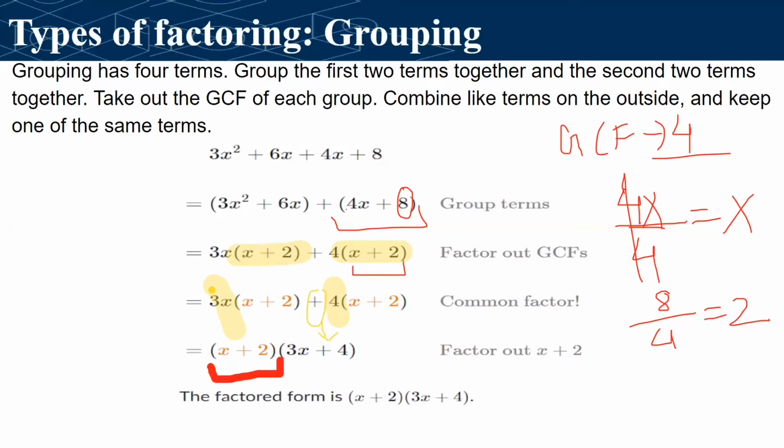And then if you combine them, you'll end up with 3x plus 4. And that is your factored form of this given expression. And you just factored that expression using grouping. Okay, this expression cannot be factored any further.